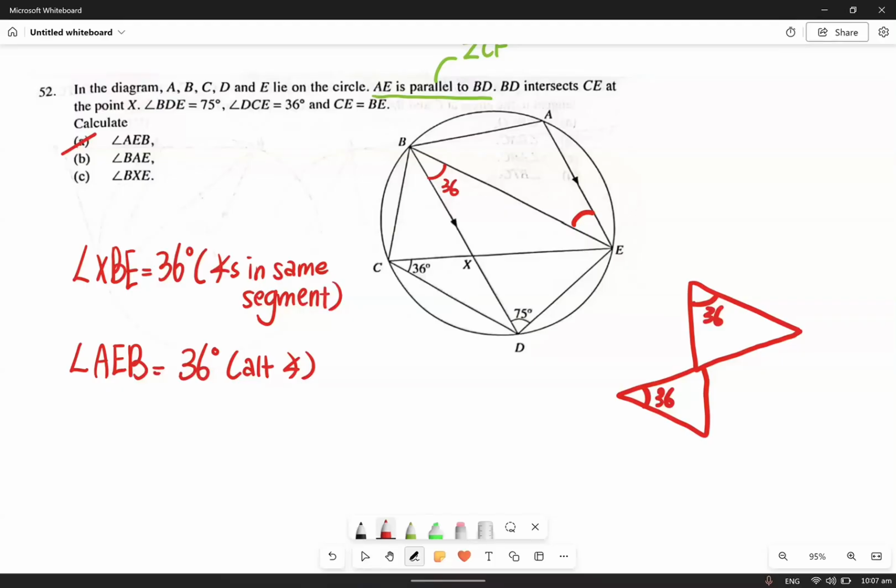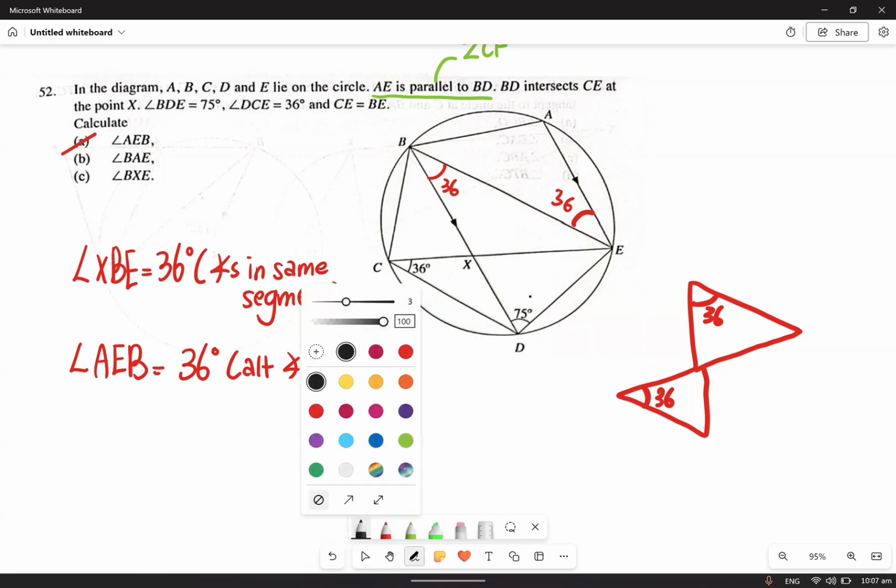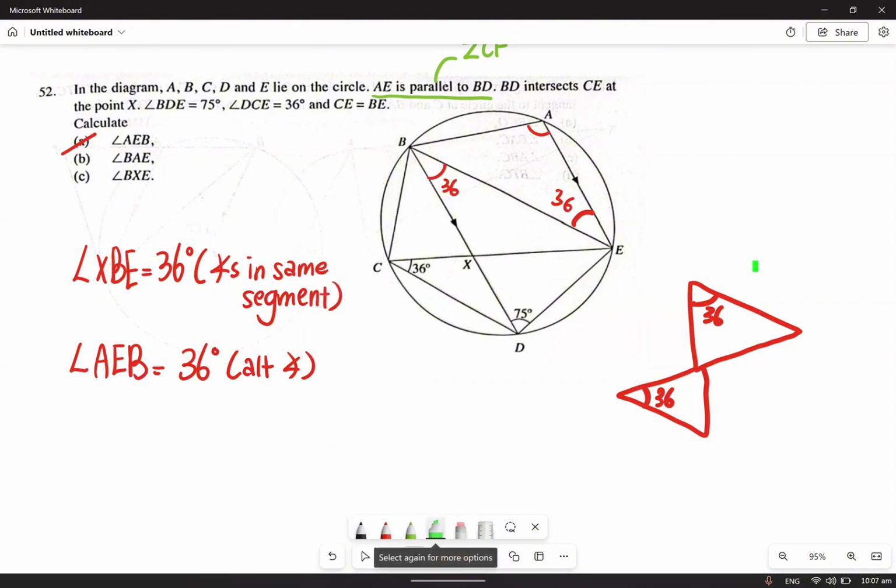Wait, this is 36 degrees, right? There's no center. I just wanted to tell you that. Where's my BAE? My BAE is this one over here, right? Just now I talked about the cyclic quadrilateral, a quadrilateral in a circle. Opposite angles must add up to 180 degrees.